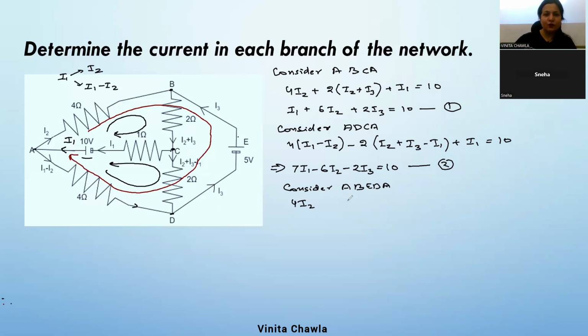We are going against I2, so we have 4, but with a negative sign we will write -4(I1 minus I2) is equal to, see, we are entering through the positive and leaving from the negative, so we'll write -5 here. 4I2 here there is nothing. Then here there is a resistor, 4(I1 minus I2) with a negative sign, and it is equal to -5, not 5, it's -5, because you are entering from the positive and leaving from the negative.